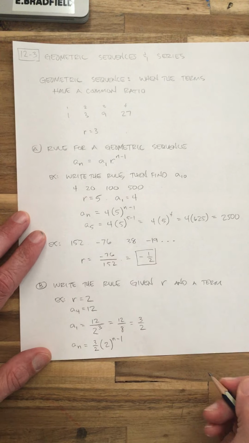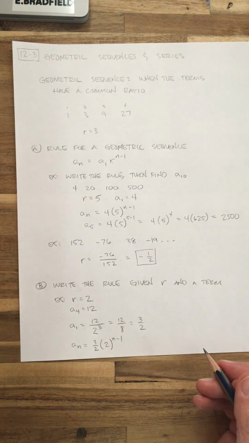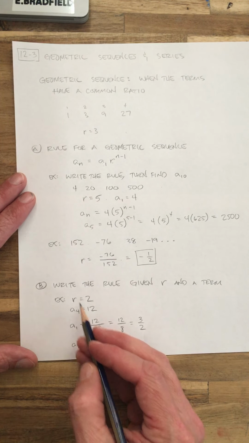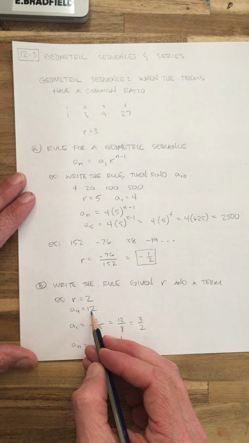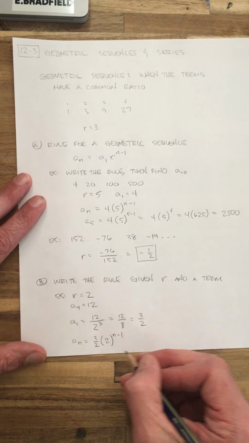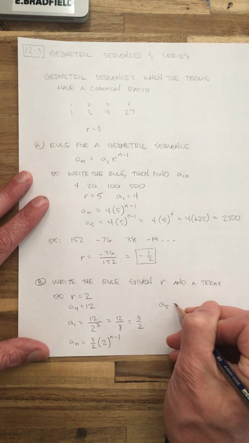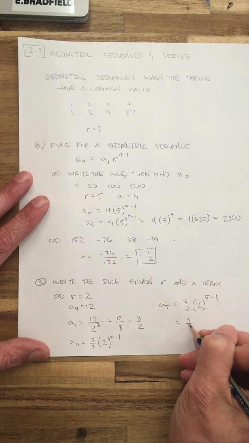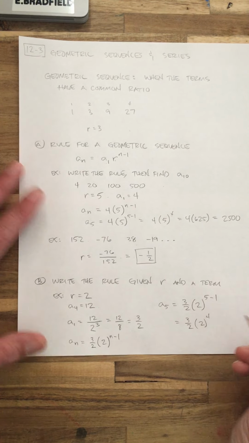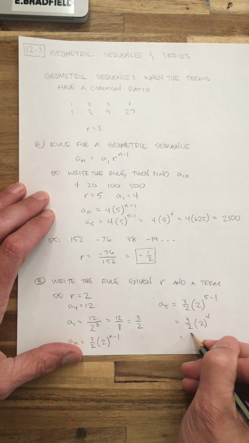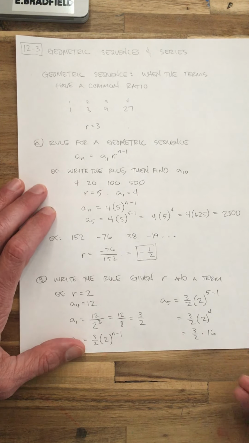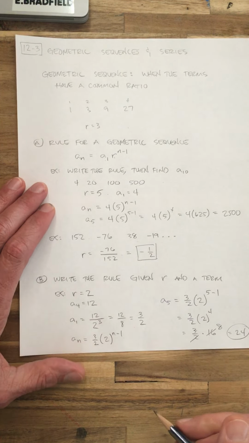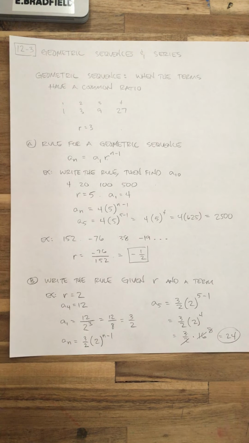All right, and just to check it really quick, let's figure out what the fifth term would be. If the r is 2, that means for the fifth term, I multiply 12 times 2 and I get 24, right? So watch, the fifth term should equal 3/2 times 2 to the 5 minus 1. 5 minus 1 is 4. 2 to the 4th power is 16, so this is 3/2 times 16. 16 divided by 2 is 8, and 3 times 8 is 24. So we got 24 just like we predicted.